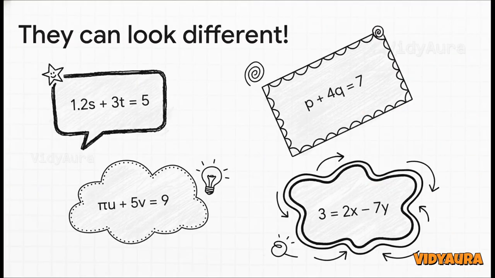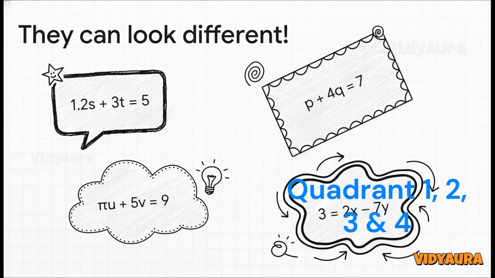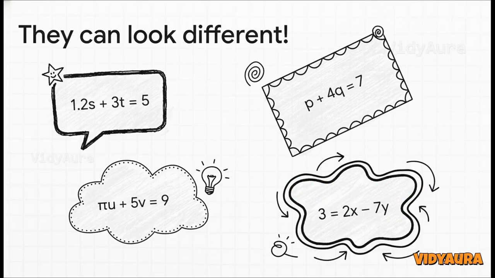Now, a heads up. These equations can sometimes show up in disguise. Don't let them fool you. Look at these examples. The variables don't have to be x and y. They can be s and t, or p and q. And the numbers, the coefficients, can be decimals like 1.2, or even something weird like pi. And check out that last one, 3 equals 2x minus 7y. It looks a bit messy, right? But it's still one of ours. We just have to do a little bit of rearranging to make it fit that standard form.